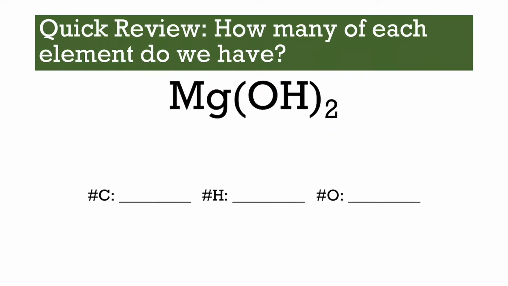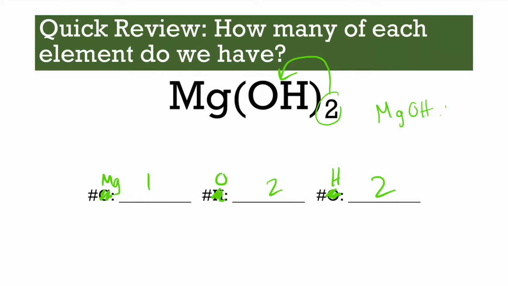Okay, next review question. How many Mg's, O's, and H's do we have here? Oops, M, O, H, and G, rather, sorry. We have 1 Mg, 2 O's, and 2 H's. Remember, this little 2 only refers to the parentheses. This means we have 2 of those parentheses, so Mg, OH, OH like that. So 1 Mg, 2 O's, 2 H's.